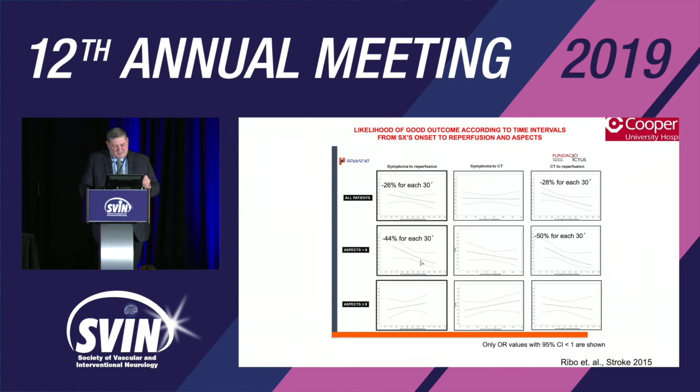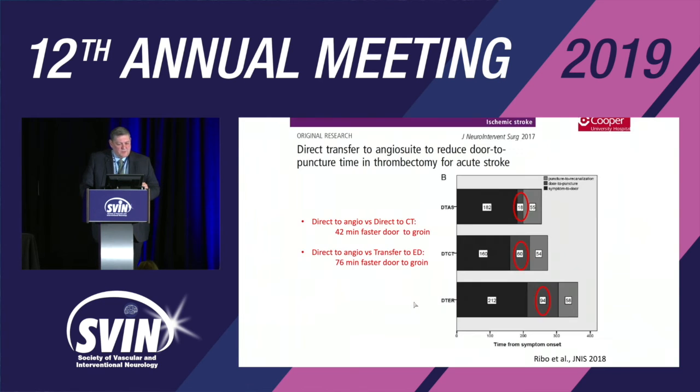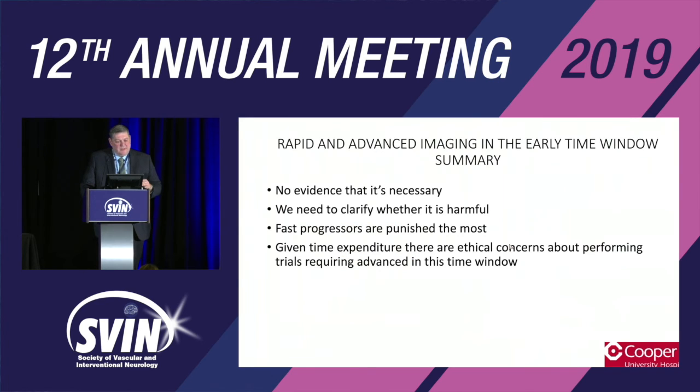versus outcomes. And these are patients with good aspect scores where there's actually no relationship. So it's really the fast progressors. And if we do imaging, as Mark again has shown, we pay for every single imaging step, even if we take the patient directly to the CT scanner versus going to the angio suite directly, bypassing any imaging, sets us back 42 minutes. So by doing imaging, do we pay a price in terms of outcomes?